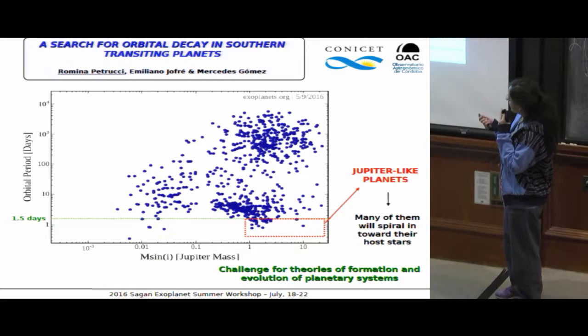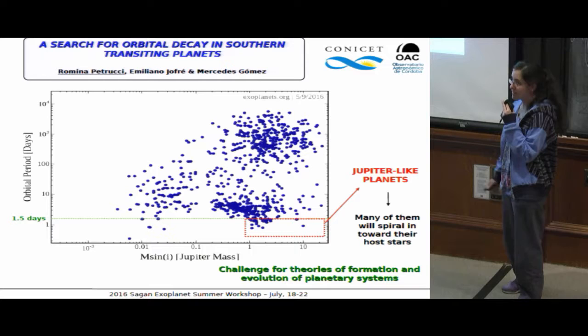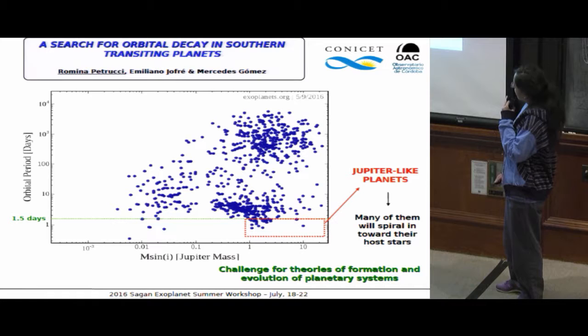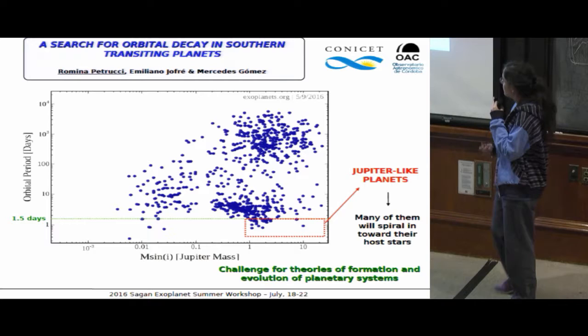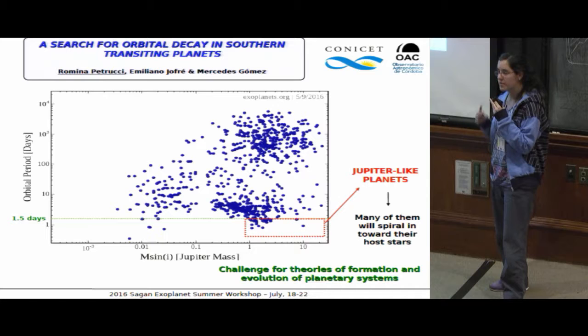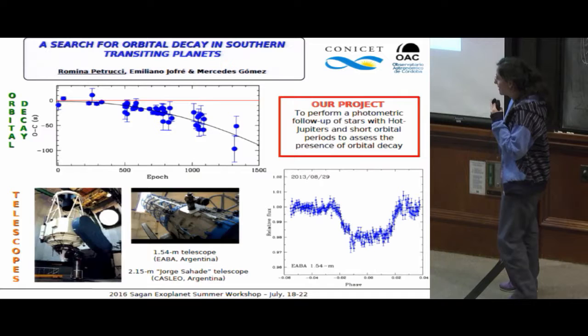Here I show you a figure of minimum planetary mass versus orbital period for the more than 1,600 exoplanets known today. Here there is a very particular group of exoplanets with orbital periods smaller than 1.5 days. As you can see, some of them are Jupiter-like planets, and their final fates are to spiral in toward their host stars. This systematic decrease in the semi-major axis is known as orbital decay, and these systems are really important because they represent a challenge for the theories of formation and evolution of planetary systems. Next slide, please. Thanks.